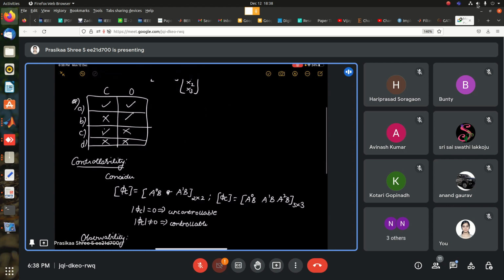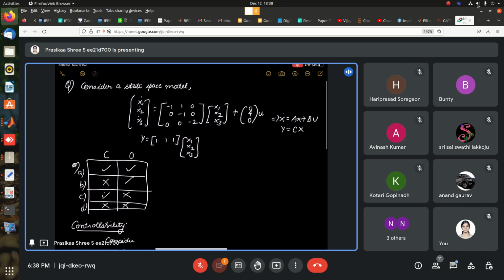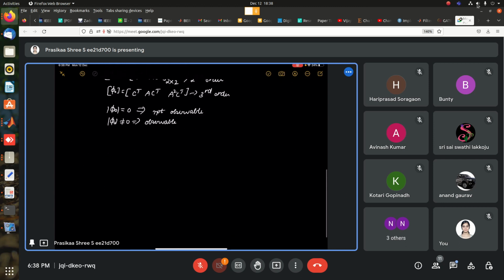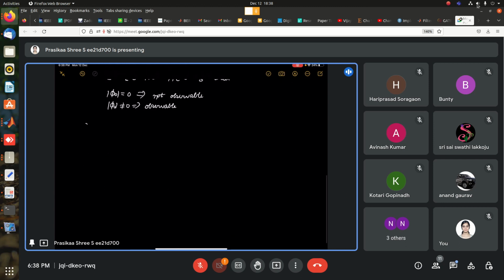Okay. So in this question, you have A to be a 3 cross 3 matrix, B to be a 0 cross 3. Anyway, it's a third order matrix. So you need to compute the matrix and then find the determinant of it. They are asking about controllability. So first we'll check for controllability.